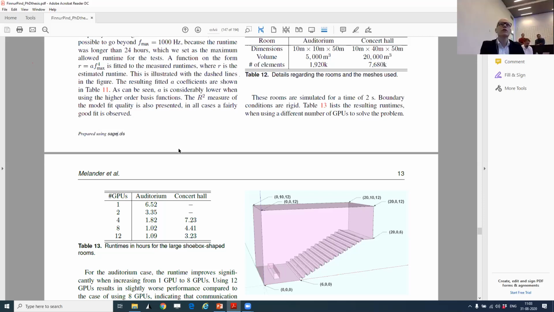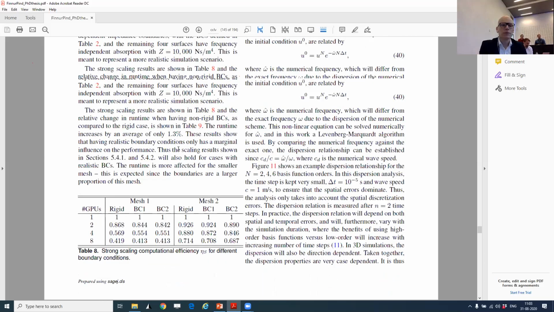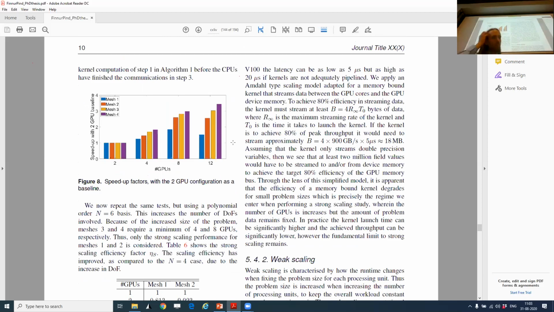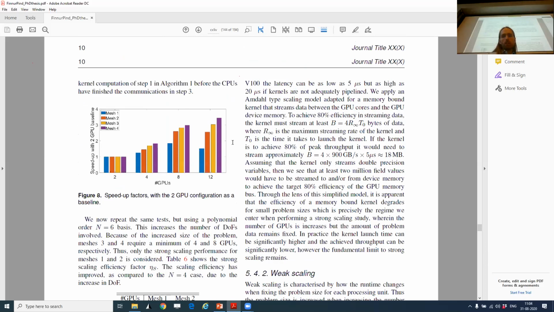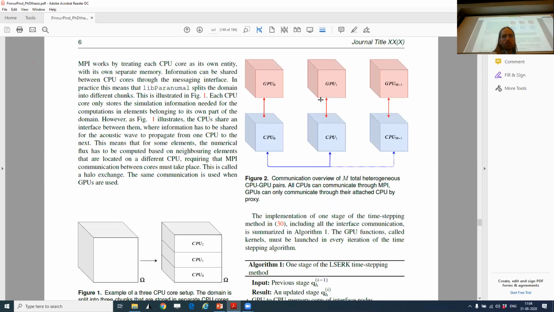Okay. And if you go to figure 8, the speed up compared to the 2 GPU baseline. But what happens with the CPUs? Do you keep the number of CPUs equal among those cases, or does it also increase? It also increases. Okay, good. It's illustrated quite nicely here. So for each GPU, you have a CPU kind of. Thank you. Yeah, that was my question on paper 5.